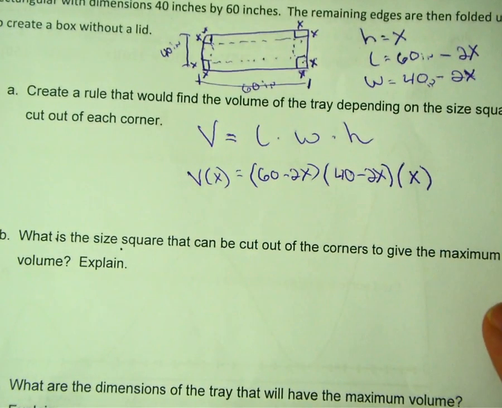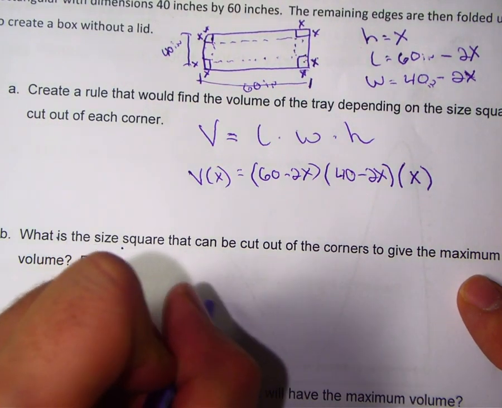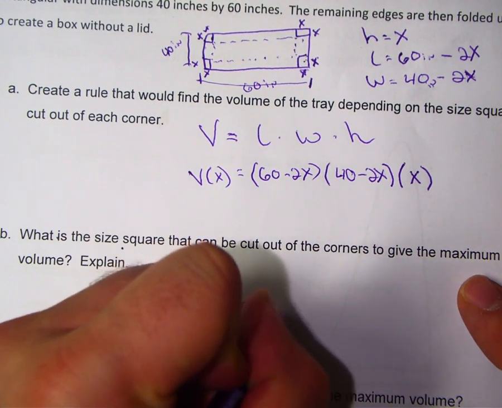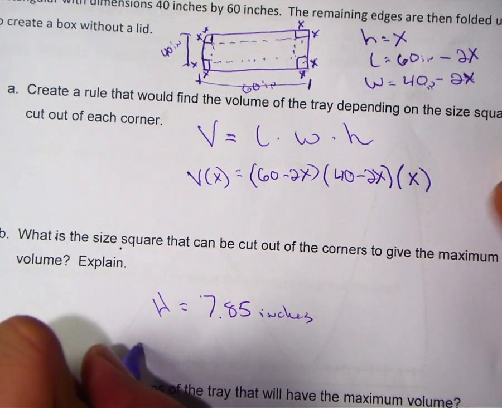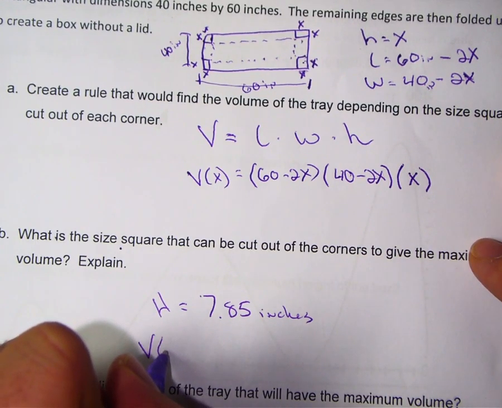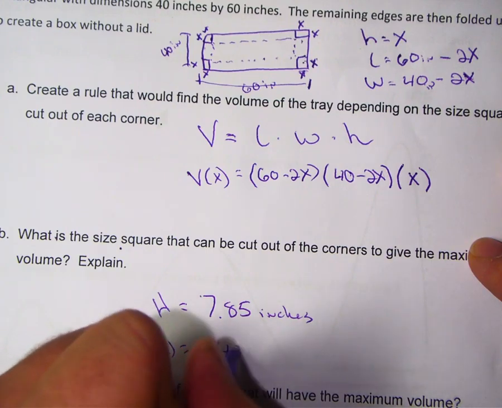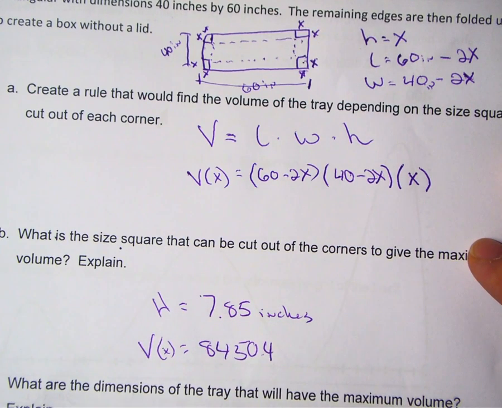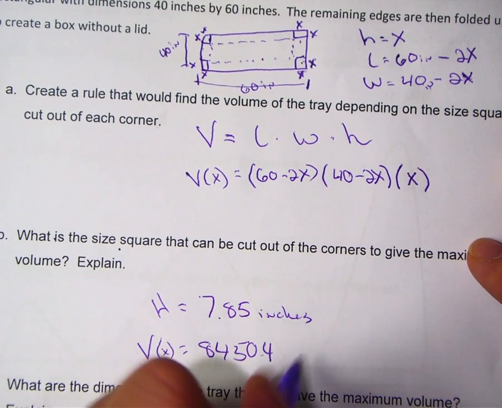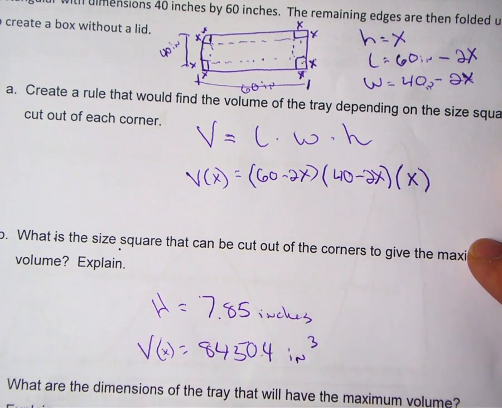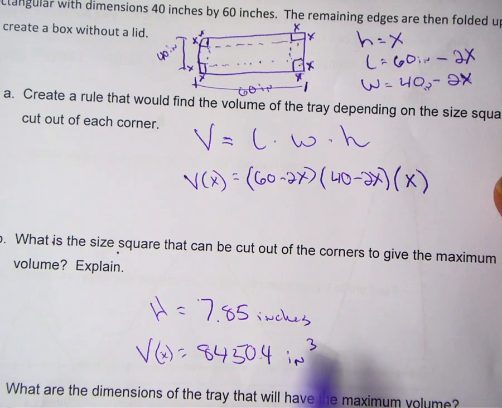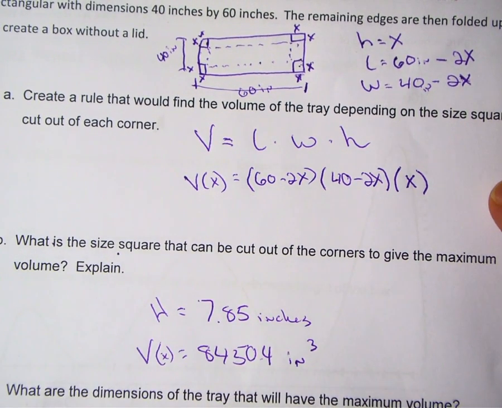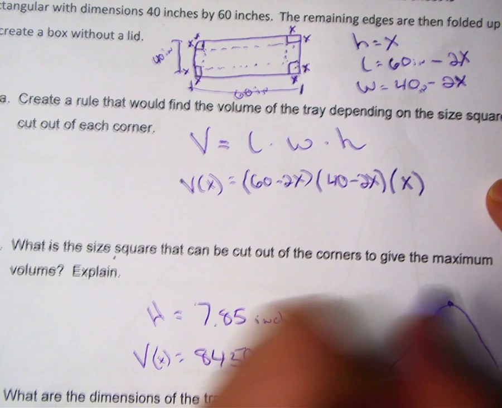I'll zoom this in a little bit so you can see it. So this is going to be 7.85 inches for the height. Right? And then that's going to give us a volume of 8,450.4. There's more after that, but cubic inches. All right, and an explanation of that is just that's the maximum volume. That's the maximum of the cubic. That's that point right there.